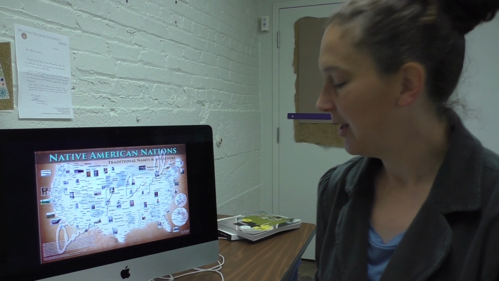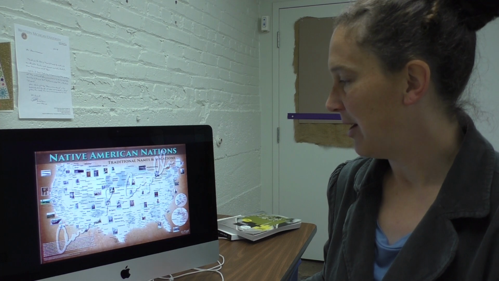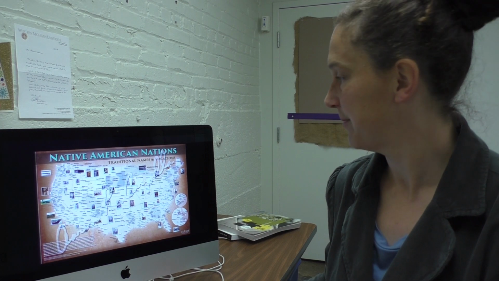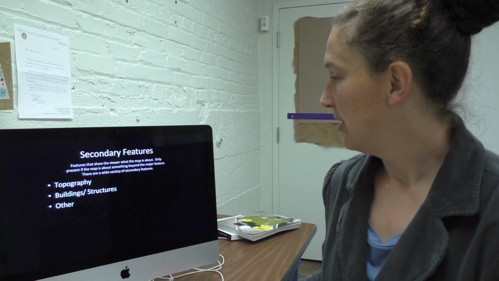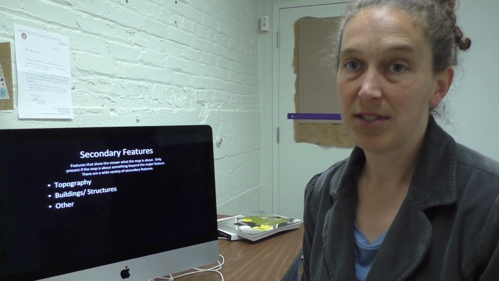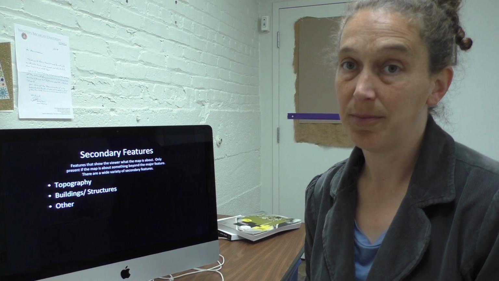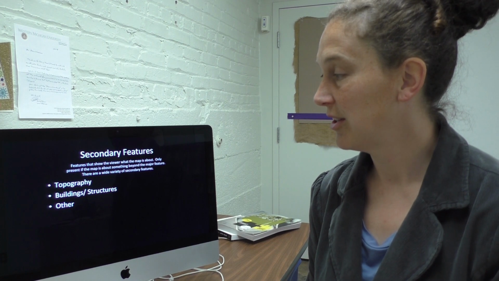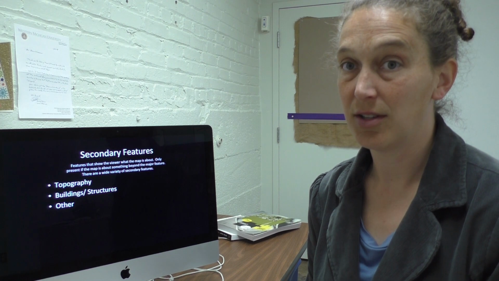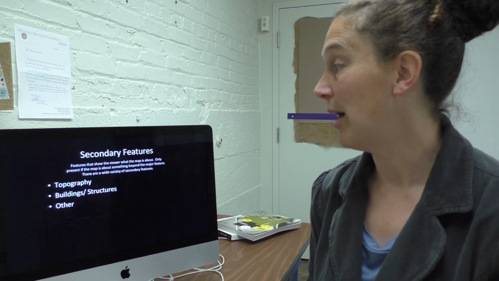So anyways, that was just a little side note about maps being of a particular time and place and how they can represent a specific experience. And then the other thing that maps tend to have is a secondary feature. And what a secondary feature is going to be is what the map is about.